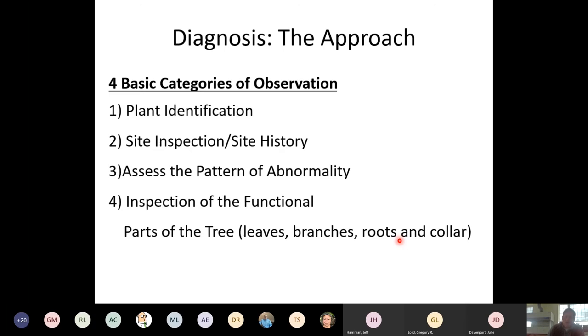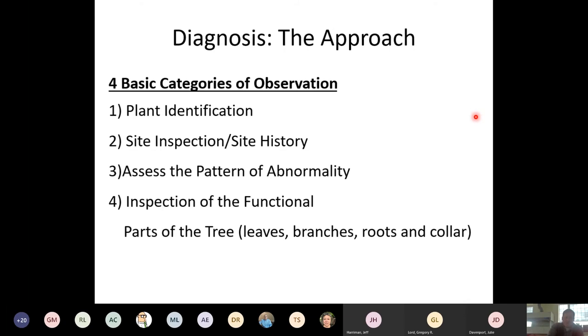But the four basic categories of observation are plant identification, site inspection, site history, things that we've already talked about a little bit, assessing the pattern of abnormality, and then inspecting the functional parts of the tree. So those are the leaves, the branches, the root and root collar. And I also think that inspecting or looking at annual growth is something that I occasionally forget to do, but it can be very, very telling. And I'll show you some examples of that. I'll show you examples of each of these different categories as we move along through the presentation.